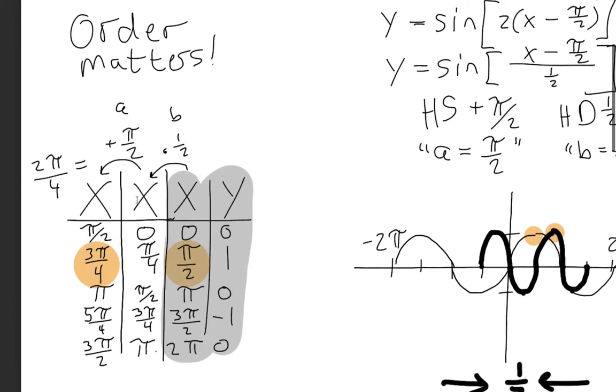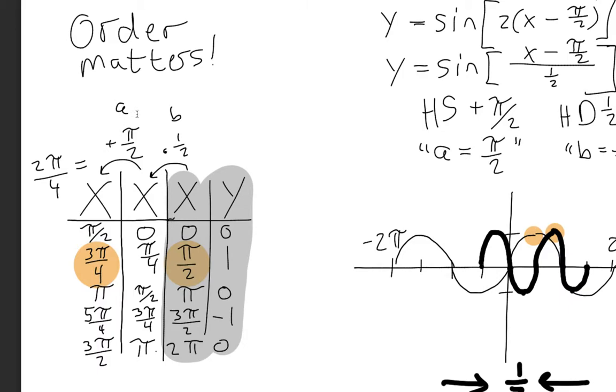Now, order matters on this thing. You're going to do both operations on just x. So you have to make sure you do them in the right order. You can't add first and then multiply. You've got to do the PEMDAS, first multiply and then add.